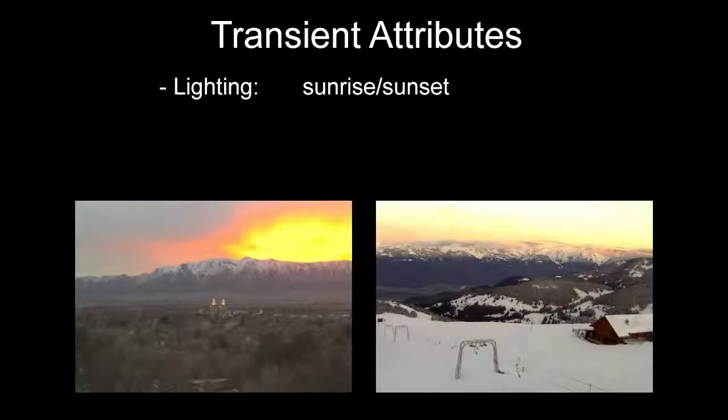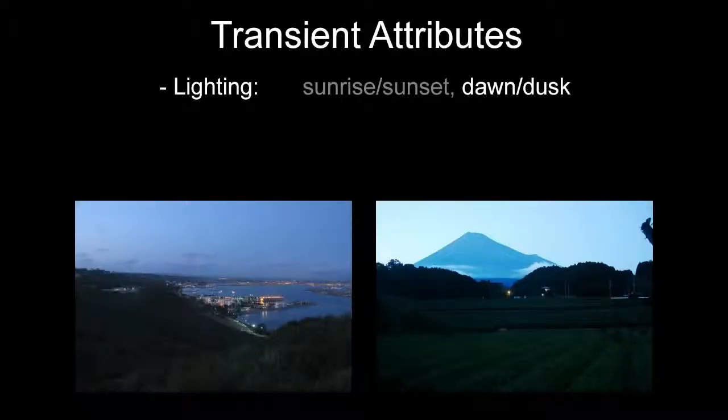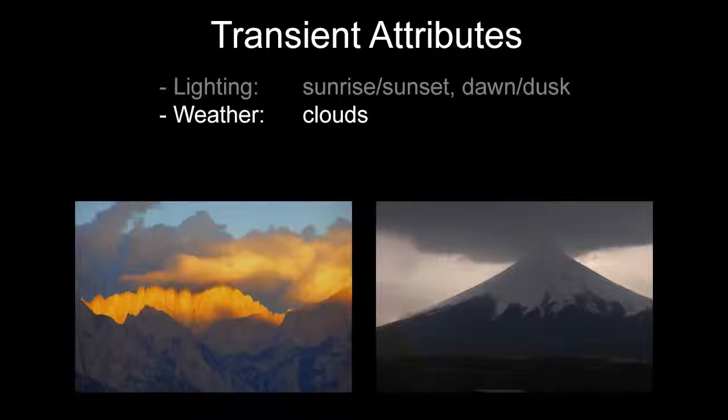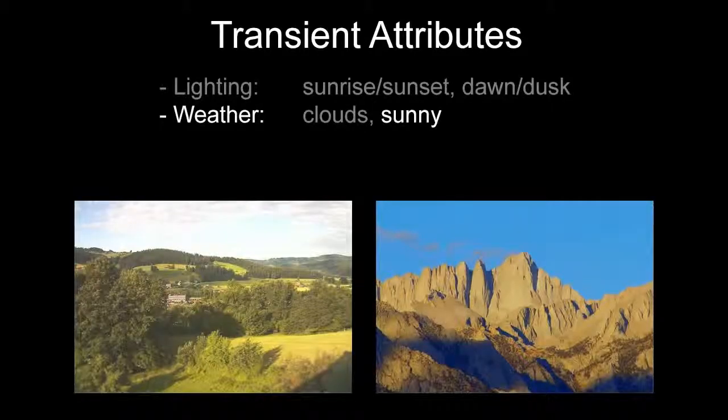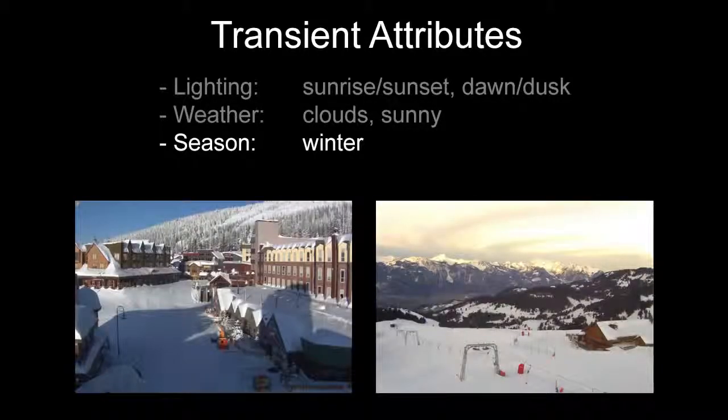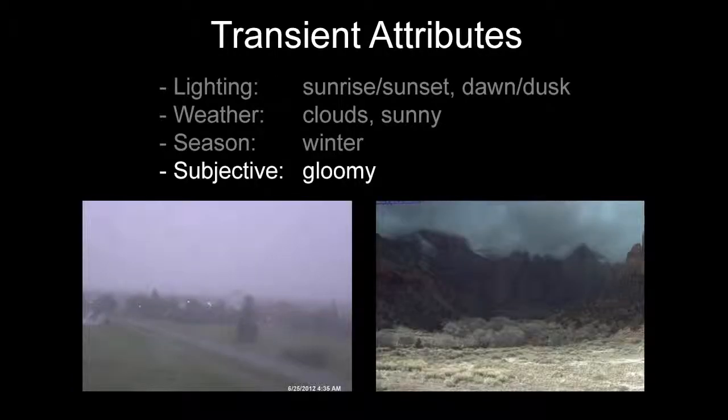We define a list of 40 transient attributes related to lighting, such as sunrise or dusk, weather, such as clouds or sunny, season, such as winter. We also use a few subjective properties such as gloomy.